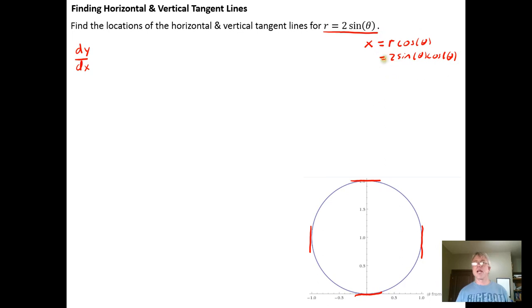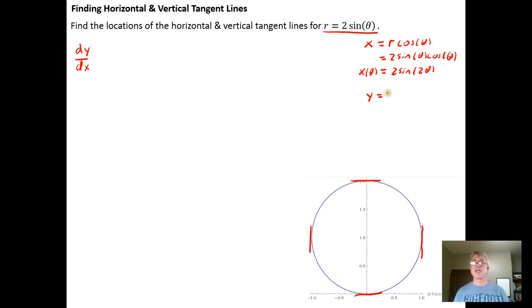And this is actually a trig identity. 2 sine theta cosine theta is the same as the sine of 2 theta. So there's parameterized x. This is x as a function of theta. And then we can parameterize the y coordinate for this polar equation.